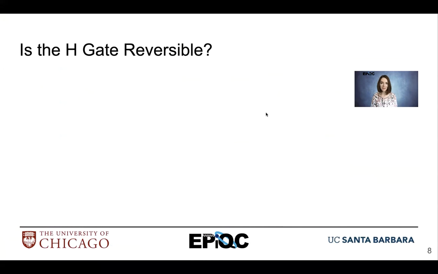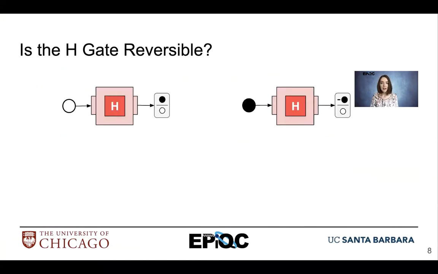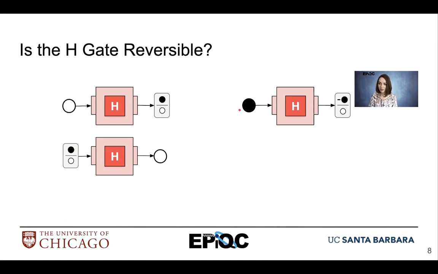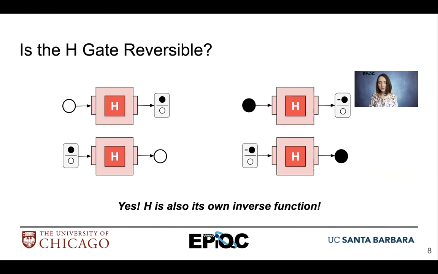So let's check out the H gate. Is it reversible? If we have a ket 0, or a white ball, going into the H gate, we get our superposition state that has no phase. And then if we pass that back through the H gate, we recover a white ball or a state ket 0. If we send a state ket 1 through the H gate, we get a superposition with phase. And when we send that back through the H gate, we get our original state of a black ball or a ket 1. So yes, the H gate is also reversible, and it's its own inverse function.